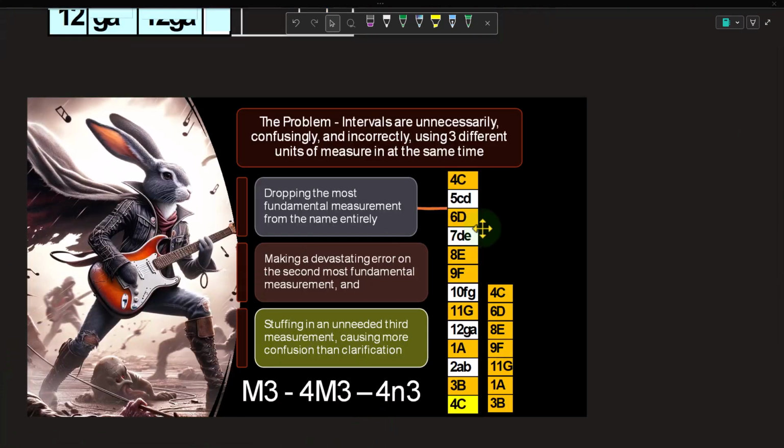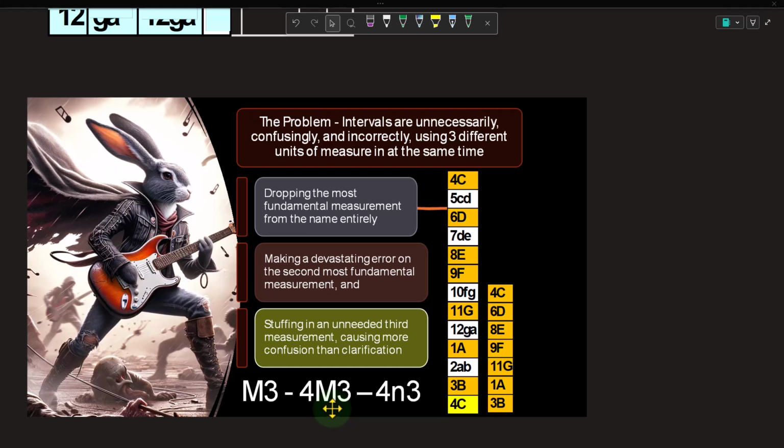Here's our primary slide. The problem is that intervals are unnecessarily confusing and incorrectly use 3 different units of measure at the same time. So it drops the most fundamental measurement. If I look at a major third, it doesn't tell you the half steps here. And then it makes a problem with this third. That third is talking about scale degrees instead of properly measuring from the point. It's including the point in the measurement. And then we have the major scale, which is another unit of measure comparing everything to the major scale.